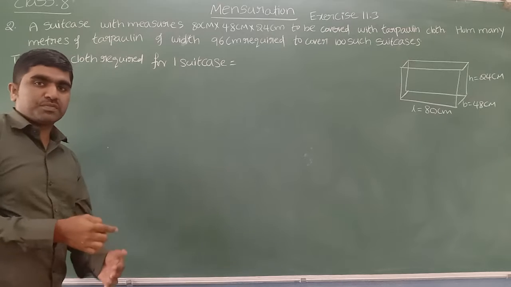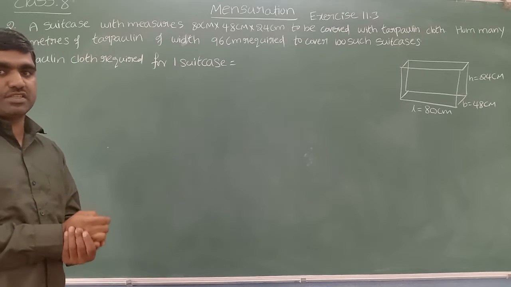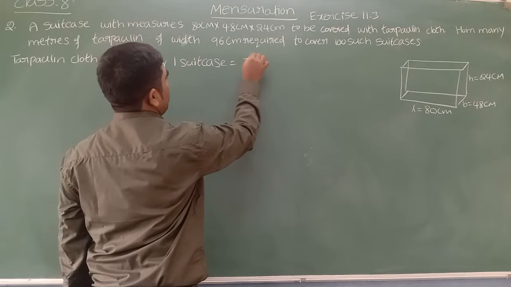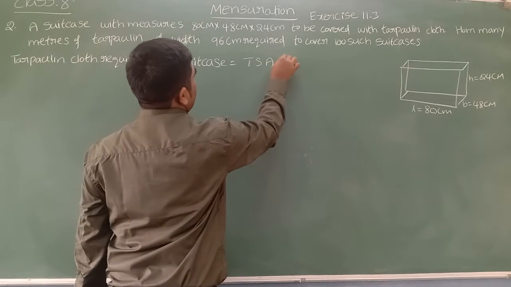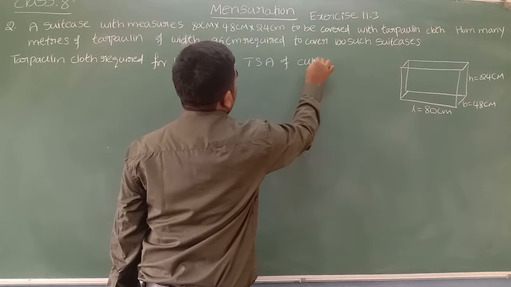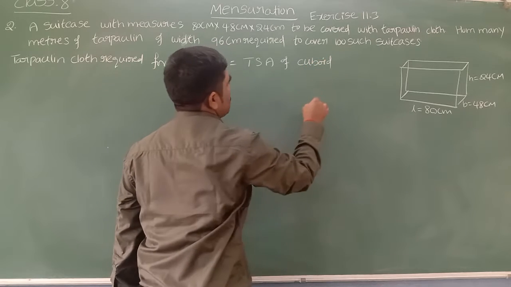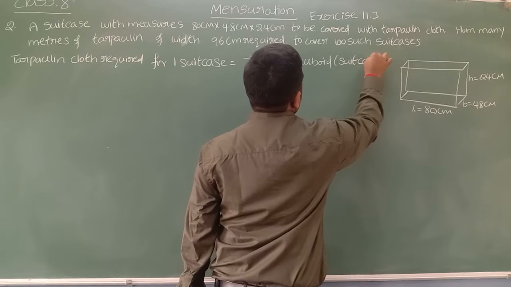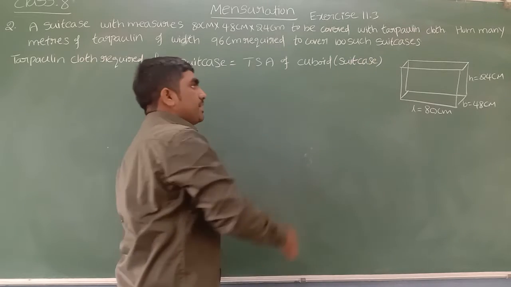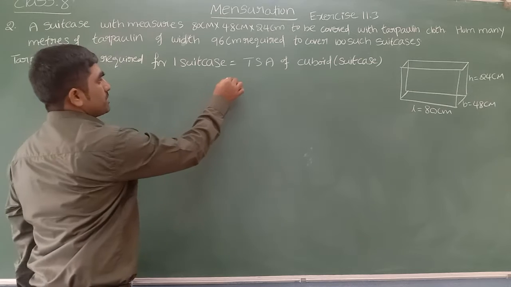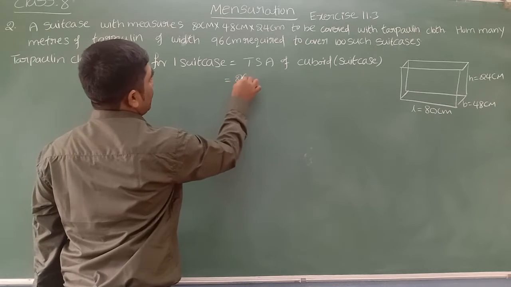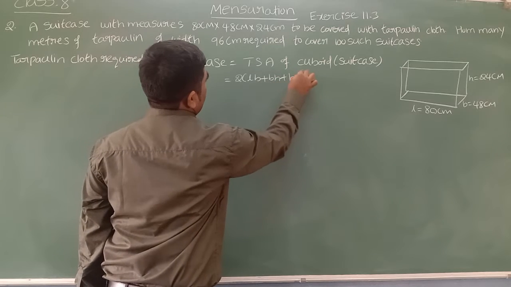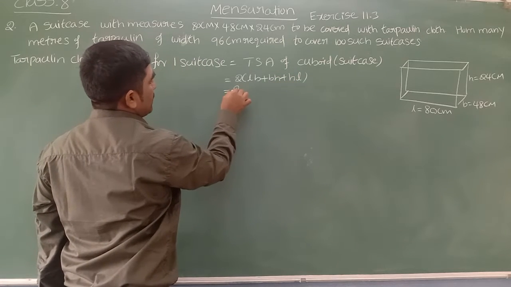How can I find the area of all the 6 faces? What do we call the area of all the 6 faces? Total surface area. Yes. Sir, find the TSA of the cuboid. I mean the suitcase. The suitcase is in cuboid shape. So what is the formula to find the TSA of the cuboid? 2 into (LB plus BH plus HL). Substitute the values of length, breadth, height.